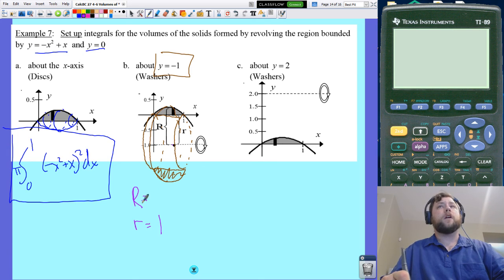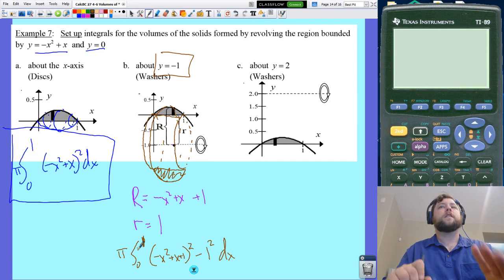Now for the big R radius, this is where it gets tricky. Since we're revolving around -1, think of this as having been bumped up by 1. I can't just say big R is this function right here, because it got bumped up. So I'm going to say it's negative x squared plus x plus 1, because there's this extra gap right here. So when I write those formulas out, it's pi times the integral from 0 to 1 of big R squared, so negative x squared plus x plus 1, squared, minus 1 squared, dx. So that's how you set up that one.